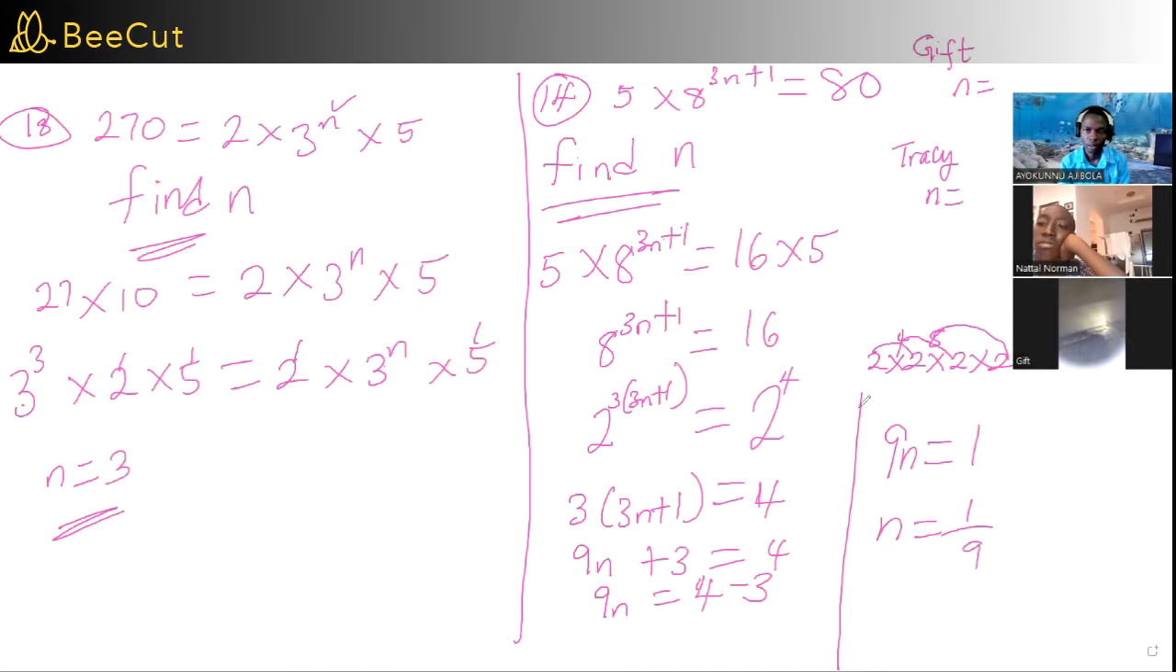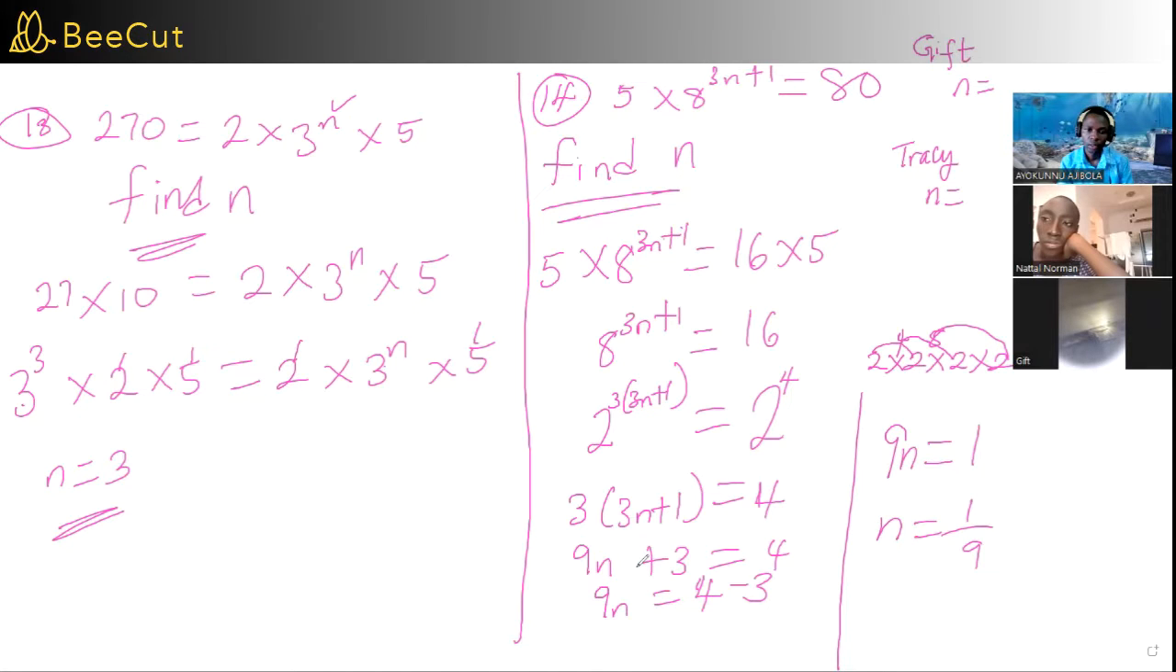I don't understand how you got 3n plus 1 equals 2. I don't understand 3n plus 1. Yes, 1 equals to what? How do you tell me? No, I don't understand how you turn it into 3. You mean the 8 into 3? No, I mean 9n plus 3. I don't know how you got the 3.